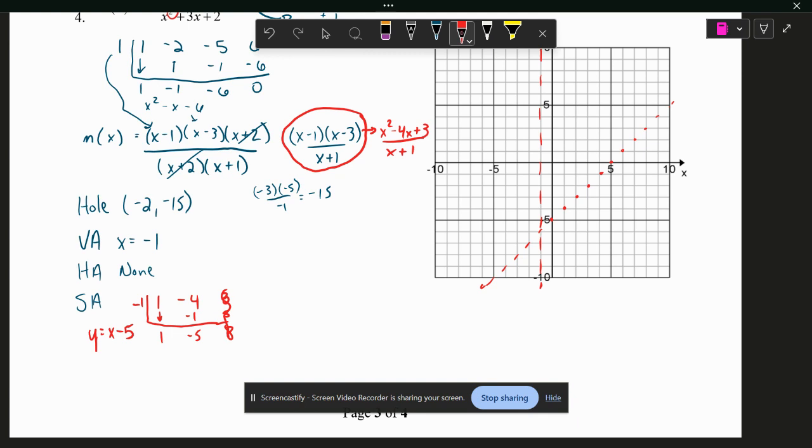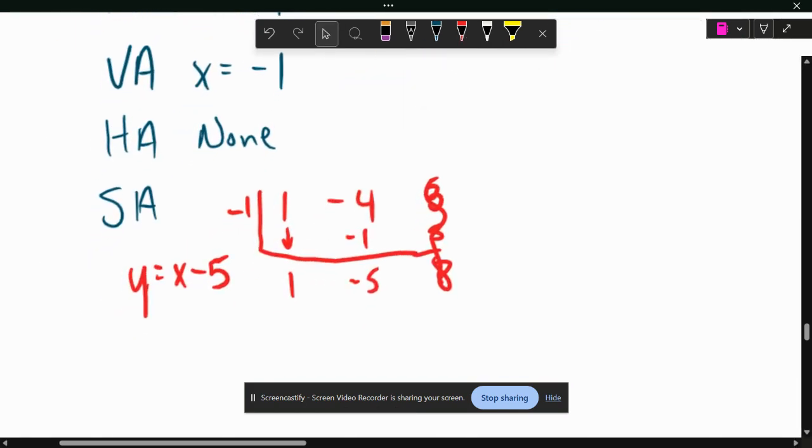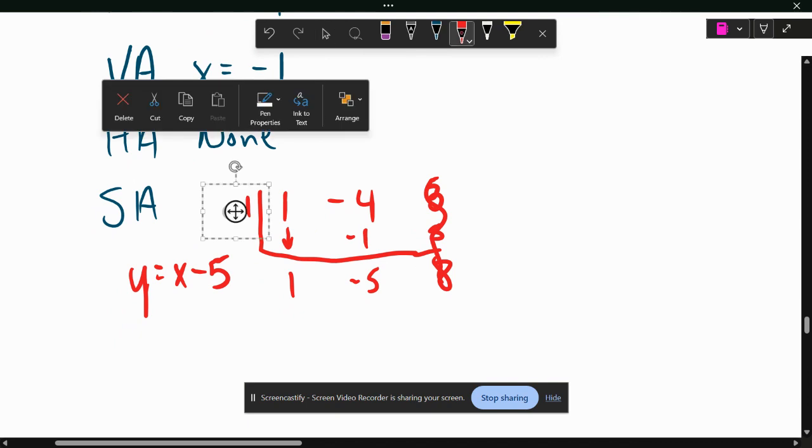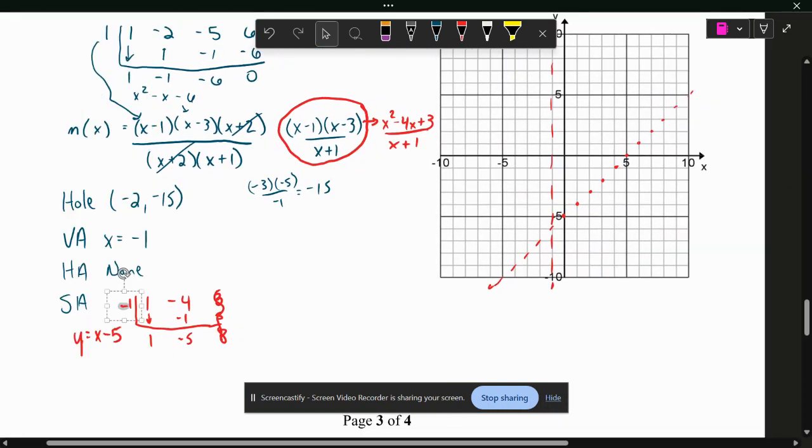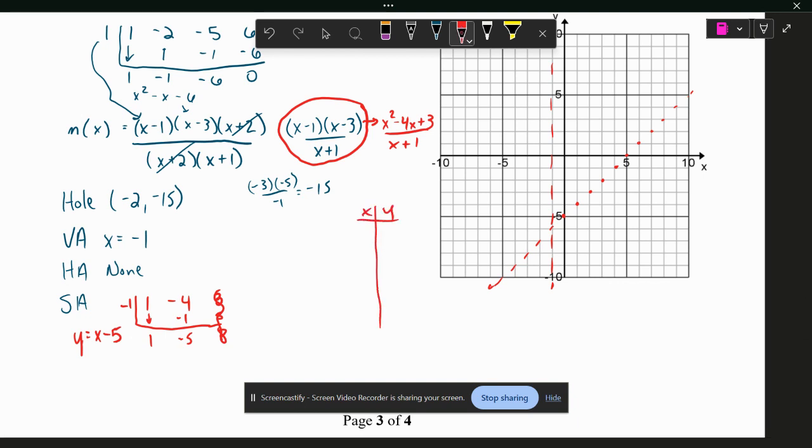When I do the slant, it's negative 4 minus 1, so it should give me negative 5. When I do my slant asymptote, so it's x minus 5, and then the remainder doesn't matter. I'm going to graph. So you can do two different things. First off, I'm going to do what we've been doing in class, the XY chart, all based around the vertical asymptote.